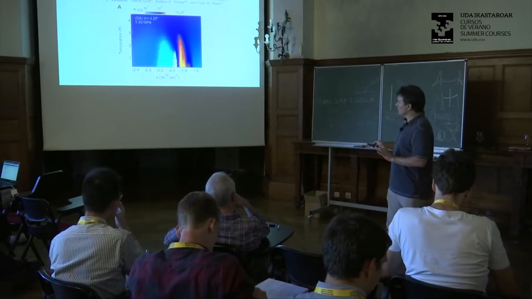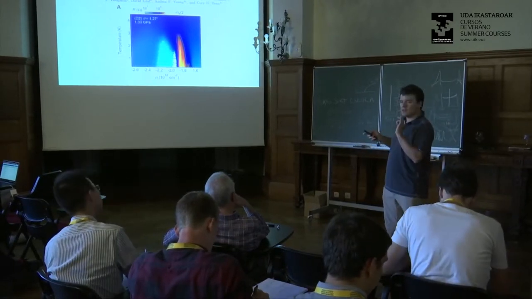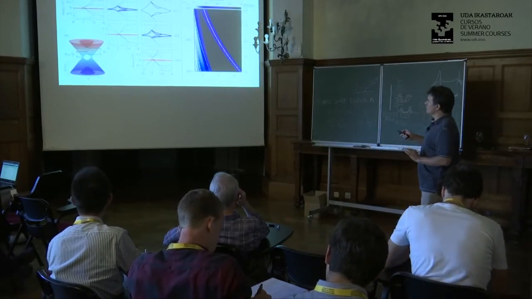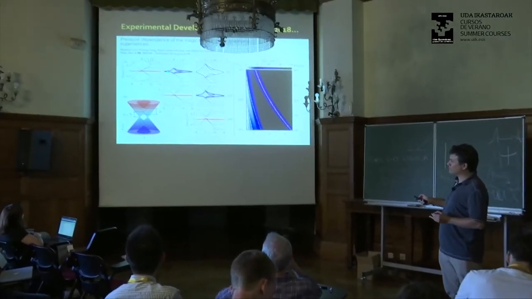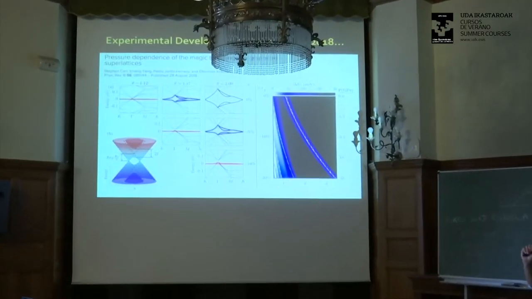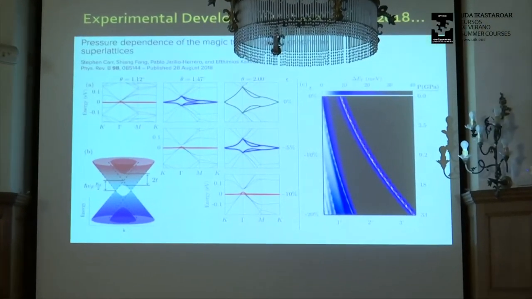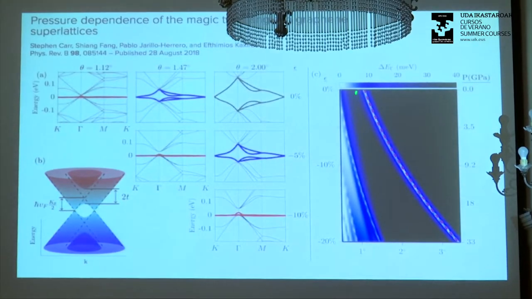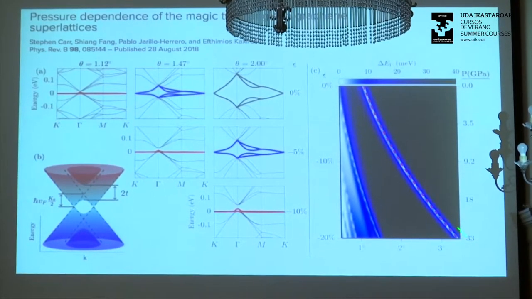In fact, they knew exactly what pressure they had to apply to the system, because a few months earlier, together with my collaborators at Harvard, we had predicted the magic angle dependence on the pressure applied to the twisted bilayer graphene system. We had this plot with pressure, and the magic angle condition is this red line. So they knew that if you're at 1.27 degrees, you have to apply something like 1.33 gigapascals in order to be at the magic angle condition. So they knew exactly what pressure they needed to apply.